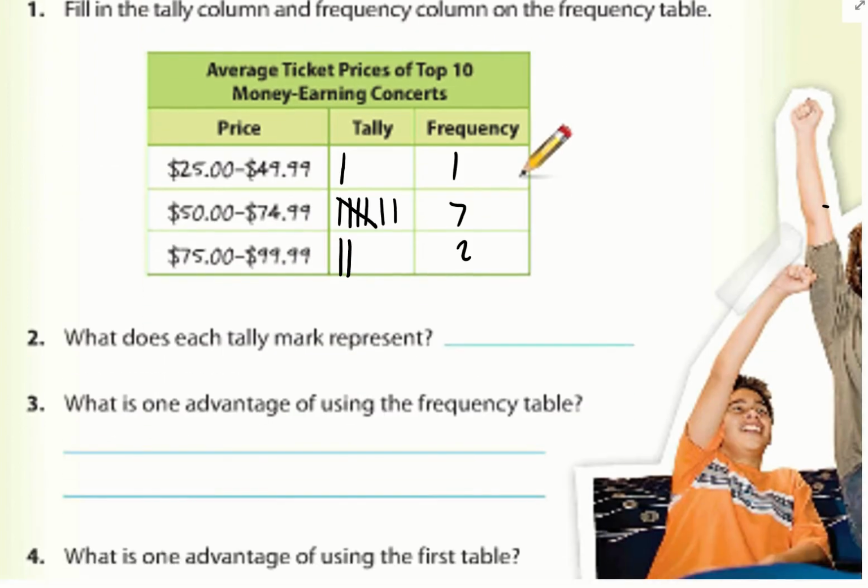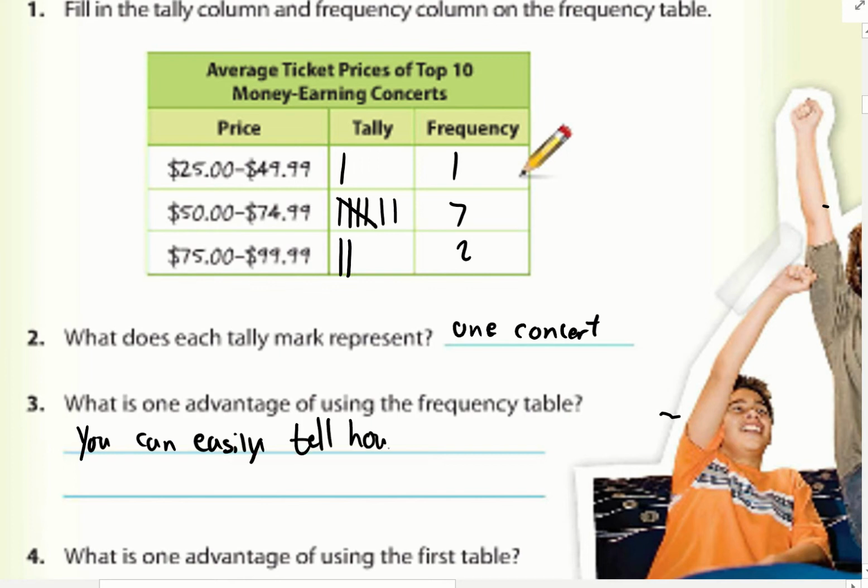What does each tally mark represent? 1 concert. What is one advantage of using the frequency table? You can easily tell how many concerts had an advantage.